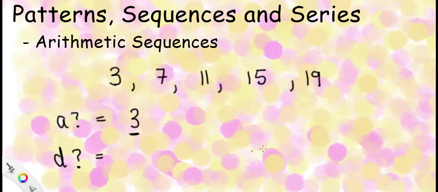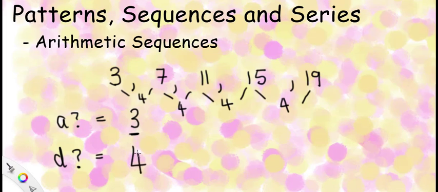The way in which we derive D is by subtracting the previous term from each term of the sequence. So let's get started. In order to find the common difference, we say 19 minus 15, and we have the number 4. And 15 minus 11, that is also equal to 4. 11 minus 7, that's also equal to 4. 7 minus 3, that is also equal to 4. So our common difference between the terms of the sequence is the number 4.